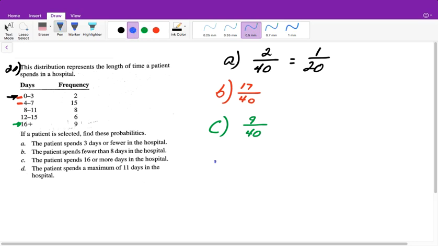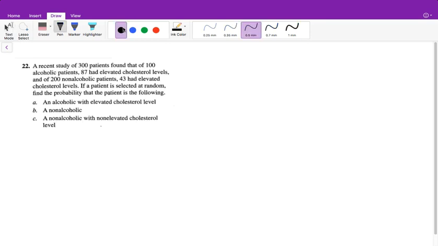And then the last one, for D, the patient spends a maximum of 11 days. So that's including 11. So that means we're including this 0 to 3, this 4 to 7, and now we're including the 8 to 11 because it's a maximum of 11 days. So 2 plus 15, as we already know, is 17, plus 8 is 25, so it's 25 out of 40. 5 goes into both of these, so it will be 5 out of 8, and that would be your final answer.